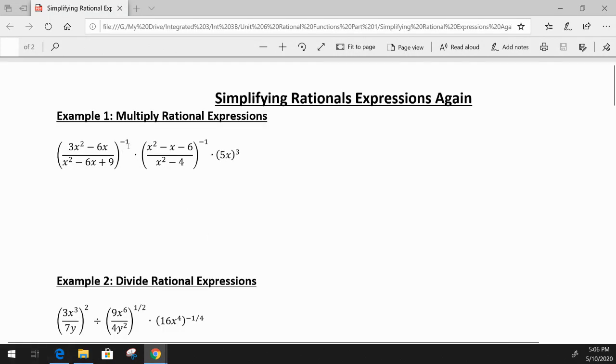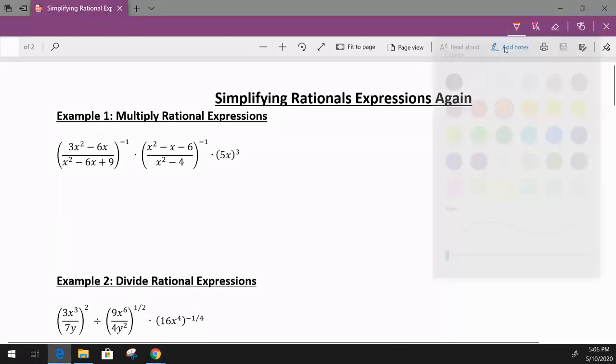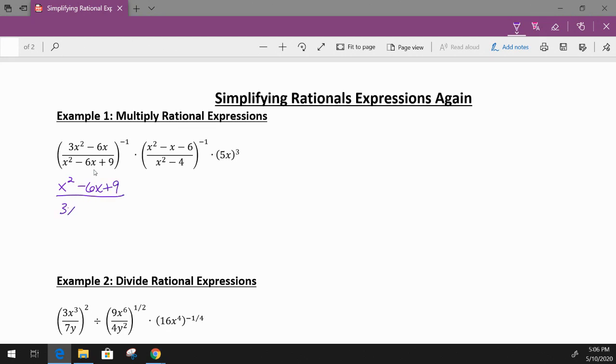So the first example that I have is multiplying rational expressions, and I've thrown in here a little bit more difficulty and review of some of these exponential things that you've learned in the past, where if you have a fraction to the negative first power, that basically just means the inverse or the reciprocal of that fraction. So I would want to simplify this fraction and eliminate this exponent of -1 by simply taking the inverse or the reciprocal of this fraction. So the x squared minus 6x plus 9 then would go in the numerator, and the 3x squared minus 6x would go in the denominator.